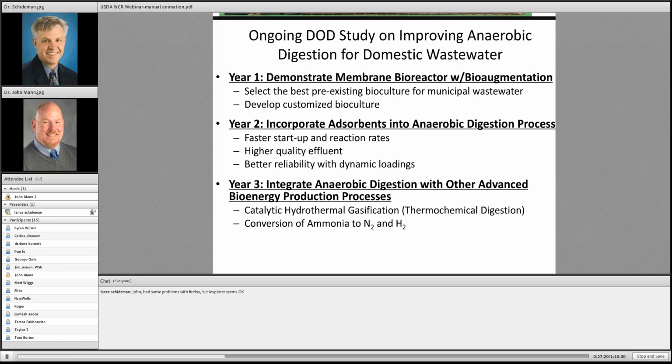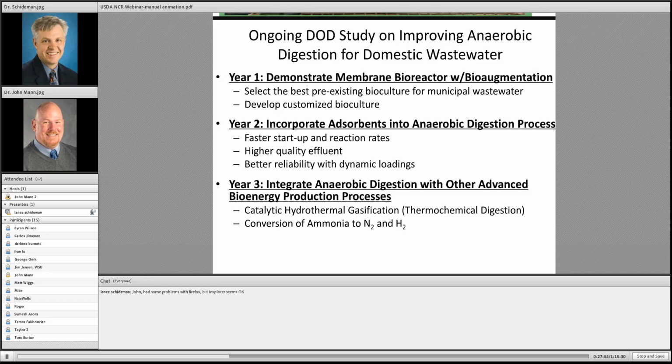We have some proprietary formulations that work pretty well for a lot of different wastes, but we've got a process for tweaking it and making it custom to any particular waste stream of interest. In year 2, which is starting now, we're going to incorporate some adsorbents into the anaerobic digestion process, and that again helps with the speed and efficiency and makes sure that the water quality is as high a quality as possible going out of the system. It also helps with reliability and dynamic loading conditions, which are common in wastewater treatment situations.